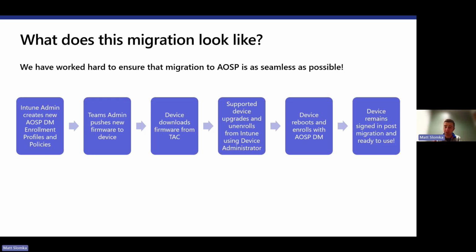Then, just pictorially, because I'm more of a visual learner, here is what it actually looks like as you go through the flow. The Intune admin goes and creates the new AOSP device management enrollment profiles and any configuration policies. Then the Teams admin goes and deploys that new firmware to the device. The device is going to download that firmware from TAC. The device is going to update and install the new apps from there, and then start rolling forward.